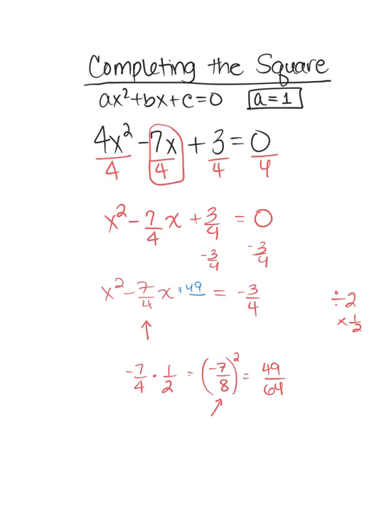Adding it on the left is what's going to make it a perfect square trinomial, and adding it on the right is for the balance. So whatever you do to one side, you have to do to the other. Okay, so now it's time to factor the left-hand side. So let me just erase that.